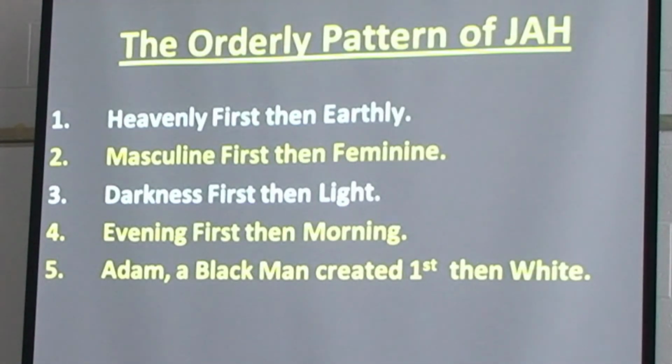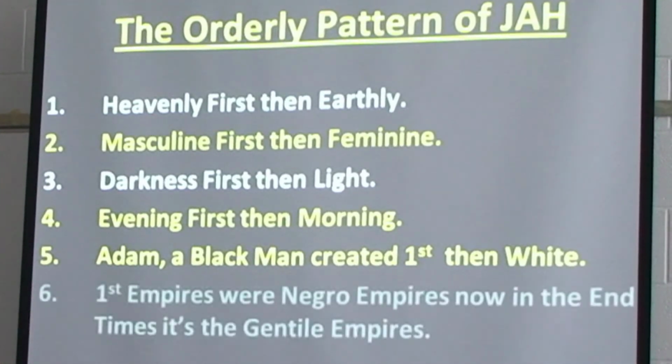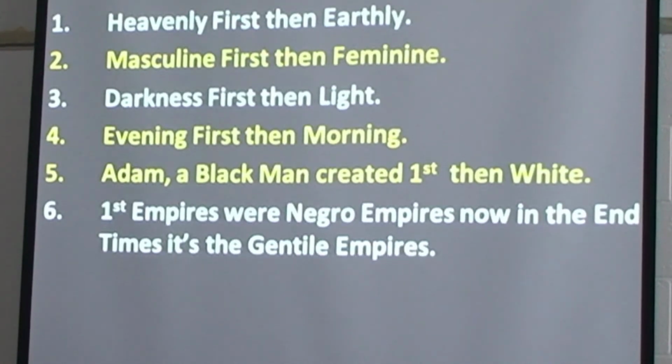Adam was a black man, he was created first, then the white people came after the black man was made. Not initially, later on. The first empires were all Negro or black empires. Now in the end times, it's Gentile empires. We know about Egypt, Babylon, all those great empires, Media, Persia, all run by black people from the top to the bottom. But the pattern is they got that first piece of the pie first. Now the Gentiles are getting a piece of the pie, and then, as you know, it's going to go back to Jacob.